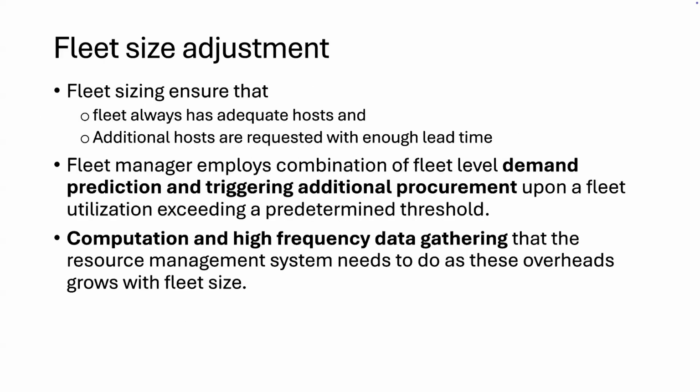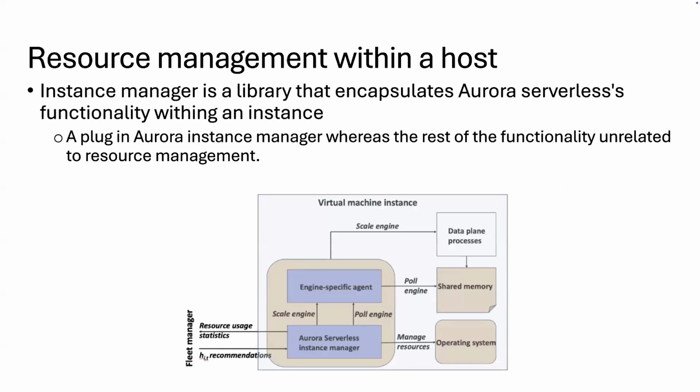So till now we have seen how the fleet manager works and how it takes care of live migrations and all. Another aspect is how resource management within a host works. Within a host, we have something called the instance manager, which is a library that encapsulates Aurora Serverless functionality within an instance. It's a plugin, the Aurora instance manager, whereas the rest of the functionality unrelated to resource management is something which Aurora DB also provides. And we can see the Aurora Serverless instance manager here on the bottom.